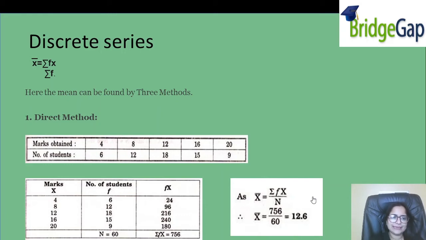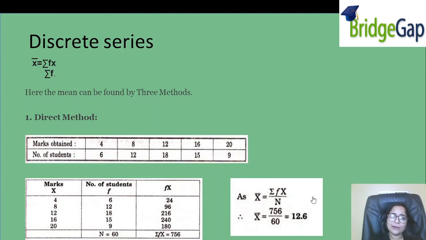See, here we are given the marks obtained by students, a table of 5 entries. Marks obtained are 4, 8, 12, 16, 20, and the number of students, that is the frequency, is given to us: 6 students have obtained 4 marks, 12 students have obtained 8 marks, 18 students have obtained 12 marks, 15 students have obtained 16 marks, and 9 students have obtained 20 marks. So now you know what the frequency is, that is the number of students who fall in that particular category.